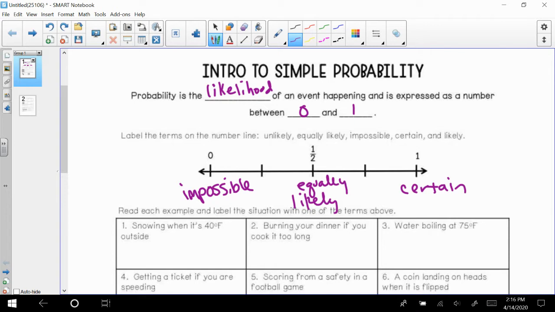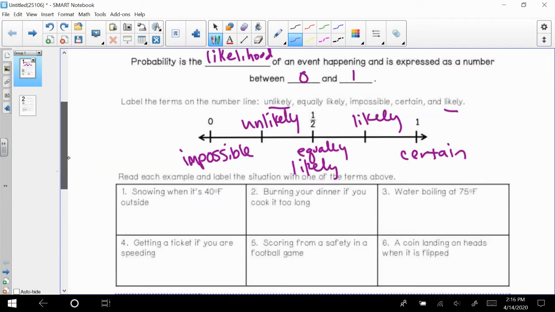We have two more words. We have unlikely and we have likely. So unlikely is halfway between impossible and equally likely, because it's not an impossible situation, it's just unlikely to happen. And then likely is halfway between equally likely and certain. So it's not a 100% chance of going to happen, but it's pretty likely.